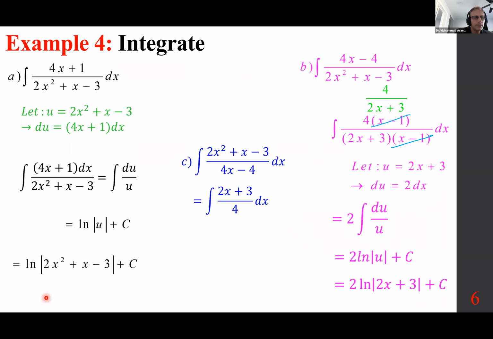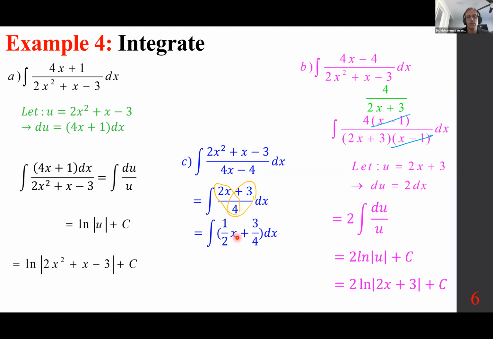This time, after simplification, we notice we have one fraction, 2x over 4, which is 1/2 x. We have the second fraction as 3/4. Therefore, there is no need to do the substitution. 1/2 x, x gives you 1/2 x squared, so that's 1/4 x squared.